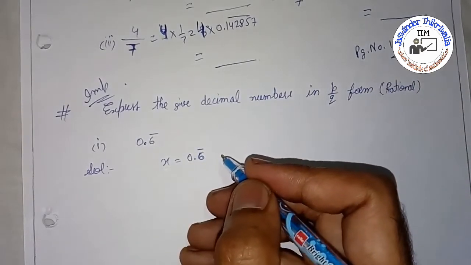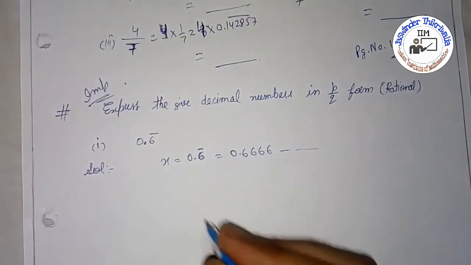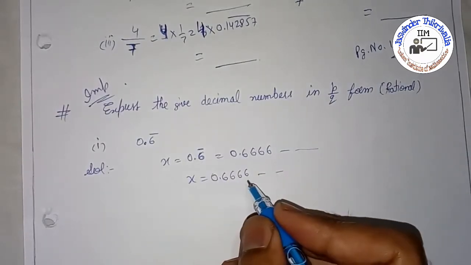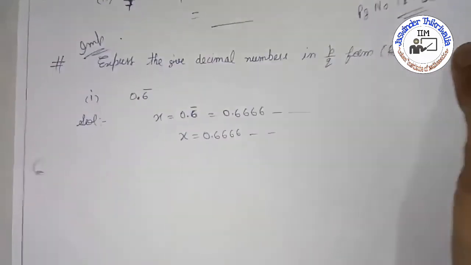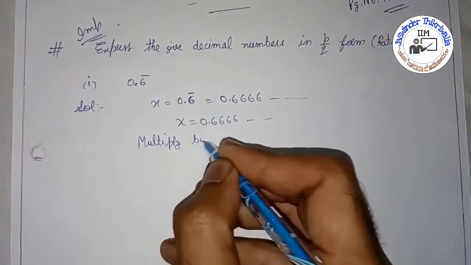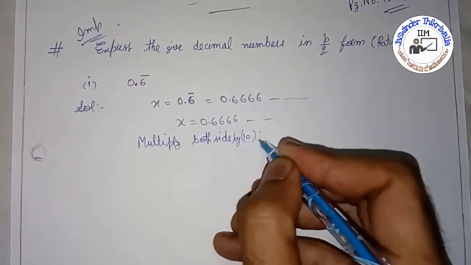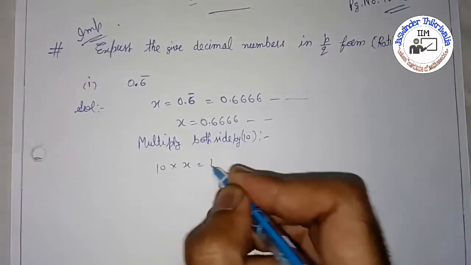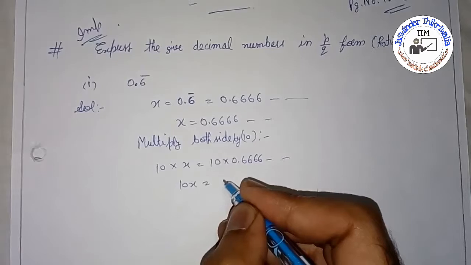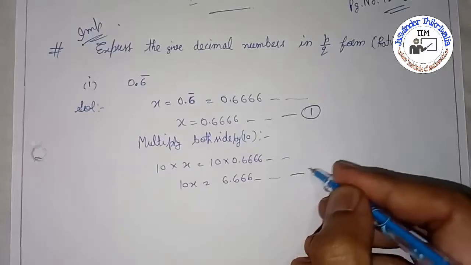Now from this you can conclude that this expansion is non-terminating and repeating, because this will be 0.6666 and so on. So what is the value of x? 0.666. How many times the number is repeating, we will multiply with that. So this you multiply both sides with 10. So what you will get, 10 multiplied by x, 10 into 0.66, so it will be 10x, it will be 6.66 and so on. This number you suppose as 1, this number you suppose as 2.